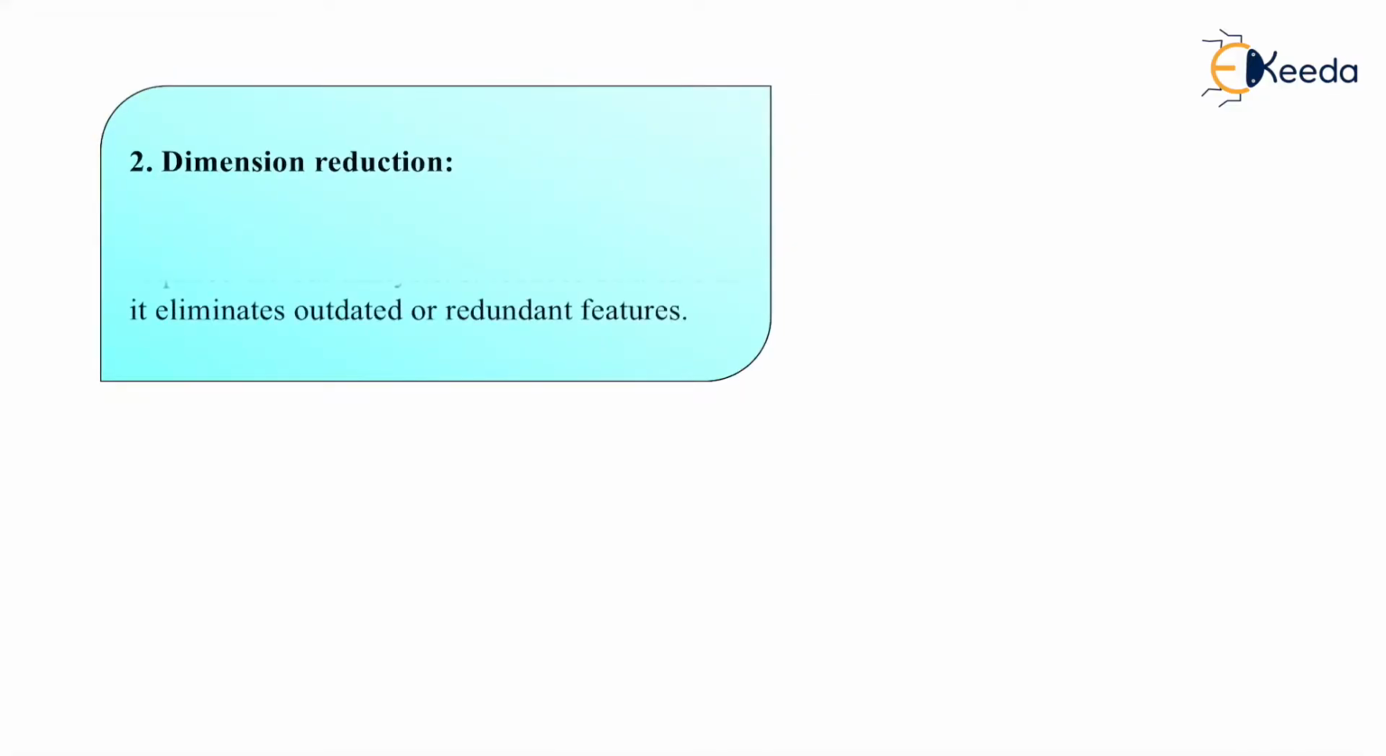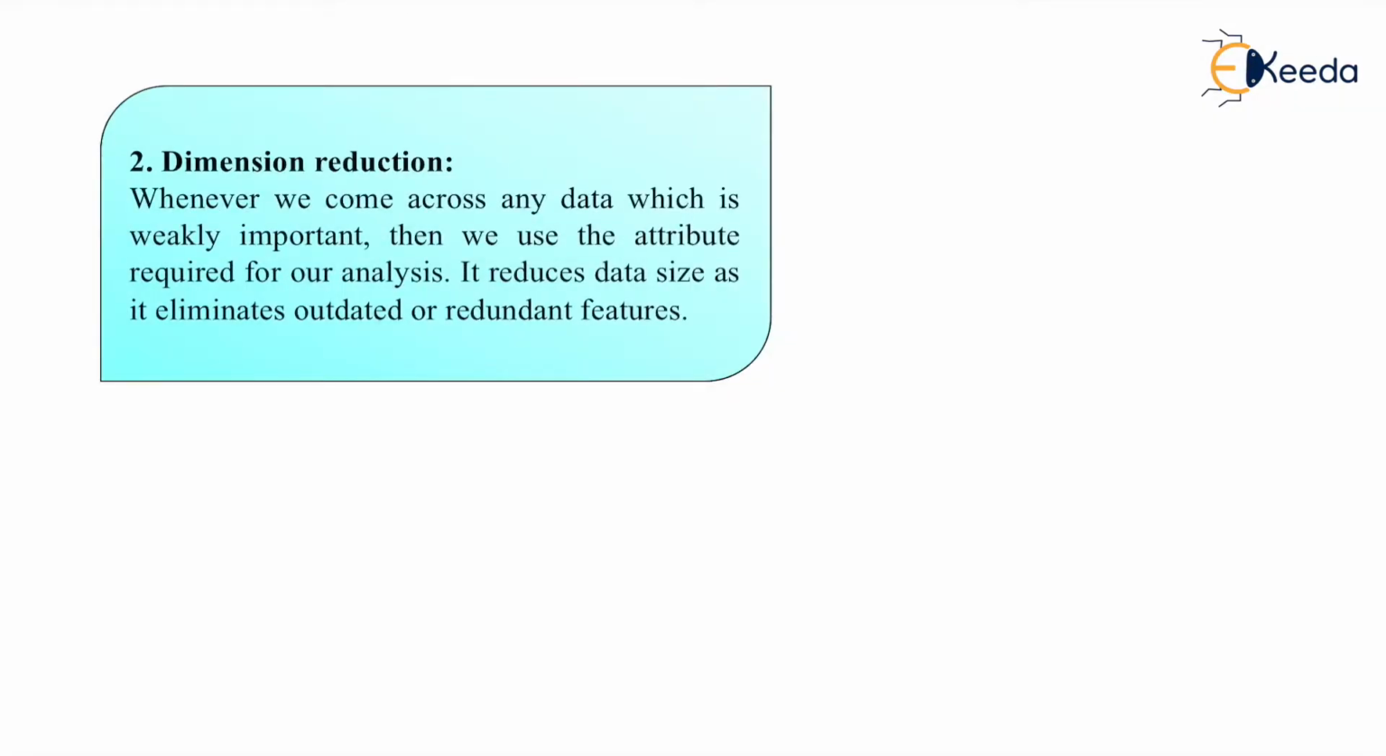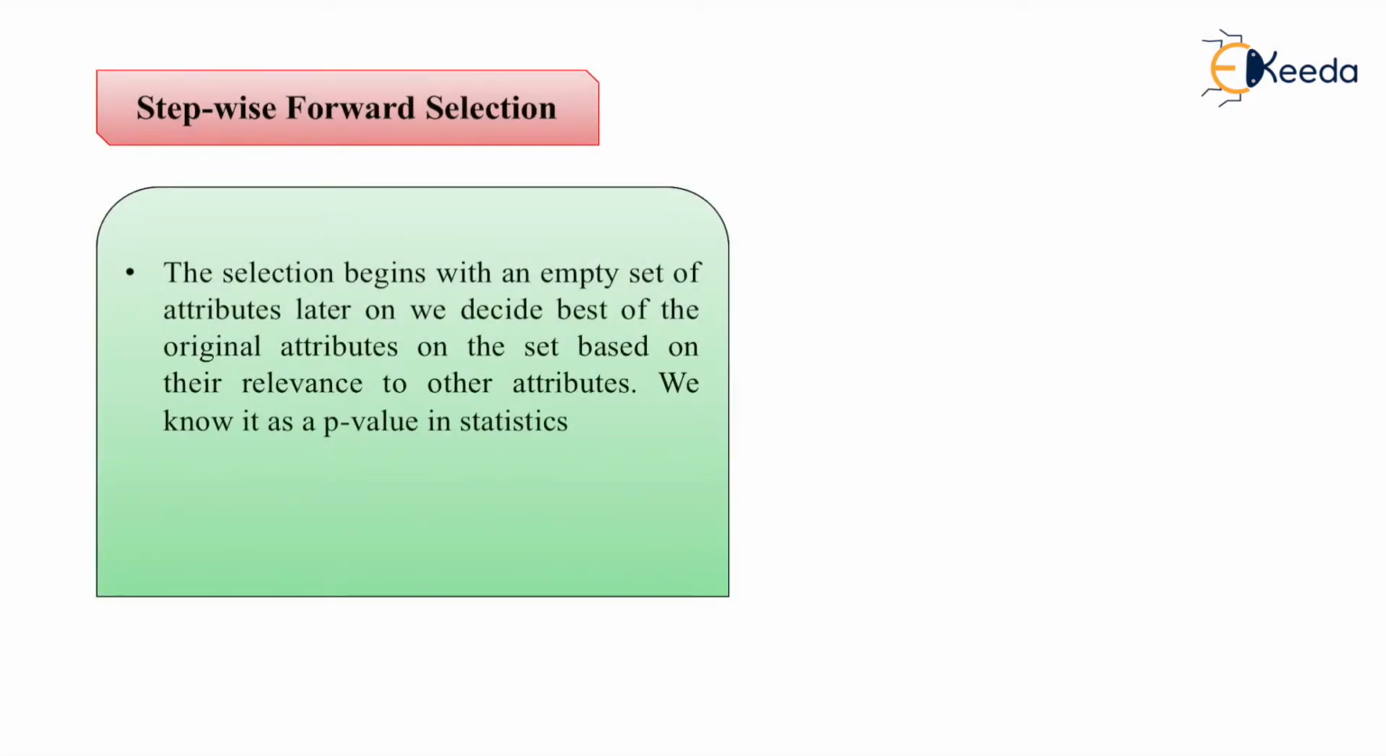Second technique is dimension reduction. Whenever we come across data which is weakly important, we use only the attributes required for analysis. It reduces the data size as it eliminates outdated or redundant features. Stepwise forward selection: how can we perform the selection of your data? The selection begins with an empty set of attributes. Later on, we decide the best of the original attributes on the set based on the relevant attributes, which we know as the p-value in statistics.